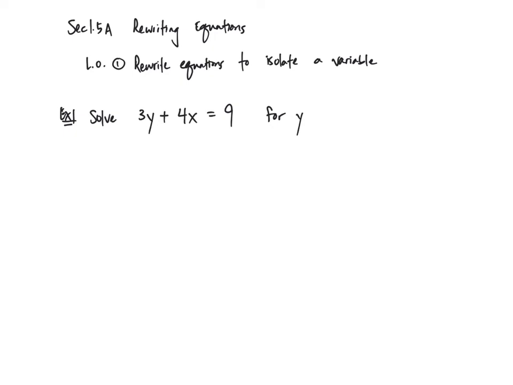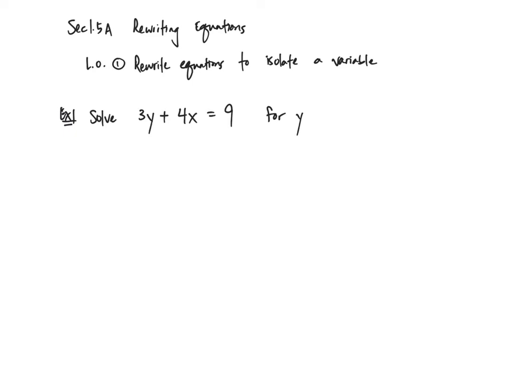In this section, they want us to practice the art of moving things around in an equation so that you can isolate any variable. So the most common way that this is applied, at least in algebra, is to solve for y. So if you have an equation and you want to get y by itself, how do you do it?